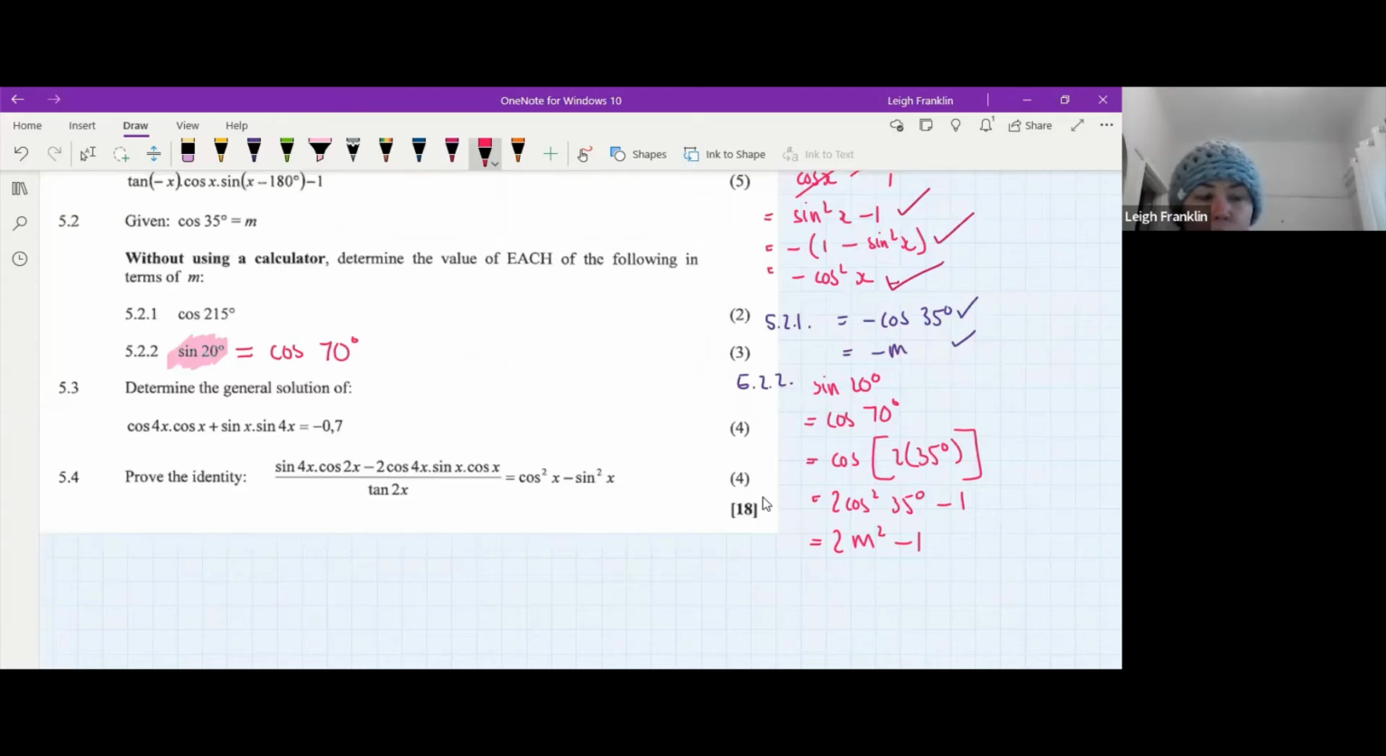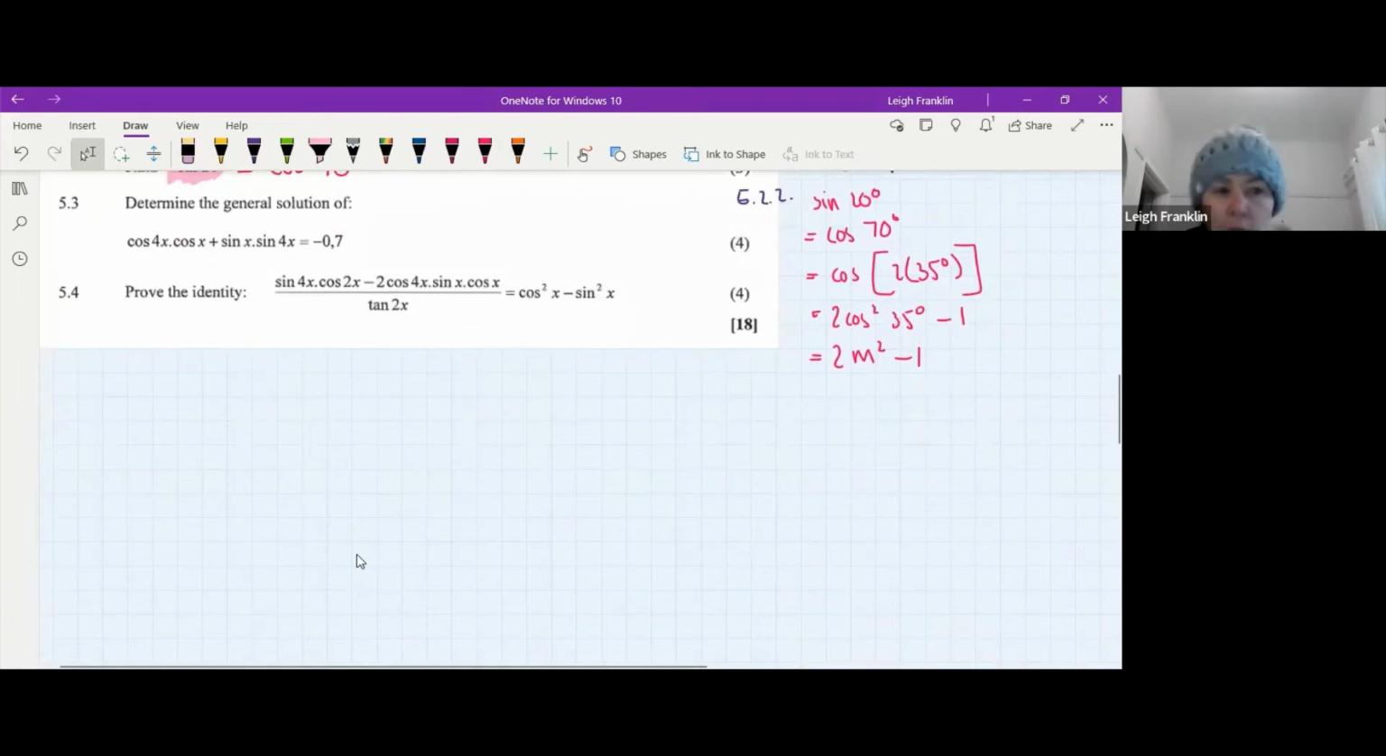Okay, all right, and now we get to question 5.3. When we look at 5.3, we're looking at the left-hand side over here. And tell me, what do you guys notice about the left? Is there something that you notice in particular?